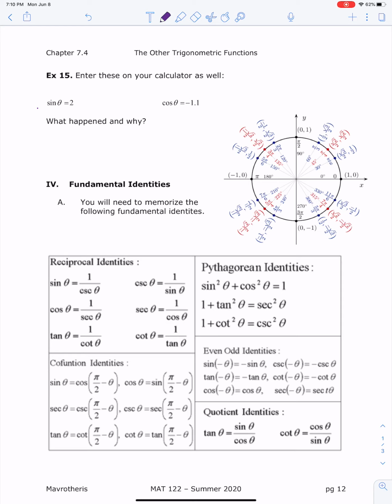Exercise 15, entering these on the calculator. We can't enter them the way they're written, but we can find the theta where the sine is 2. So theta is inverse sine of 2. If you plug this in, you get an error. If we take a quick look at our unit circle here, remember that the sine is the y function.